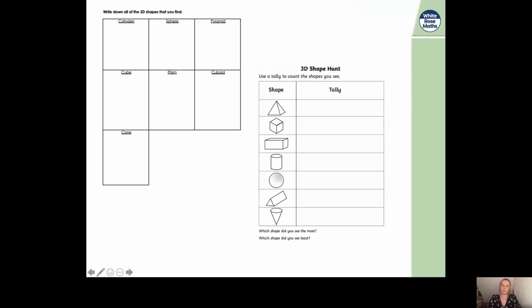Now, your task now, like we did with the 2D shapes, is to go on a 3D shape hunt around your house or your garden if you have one, okay?